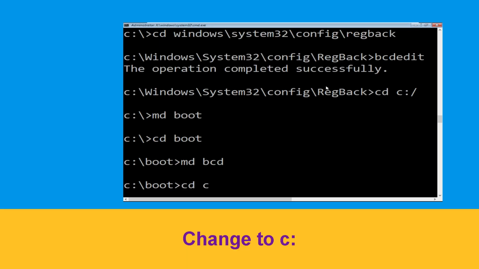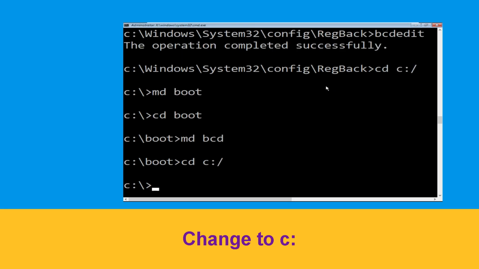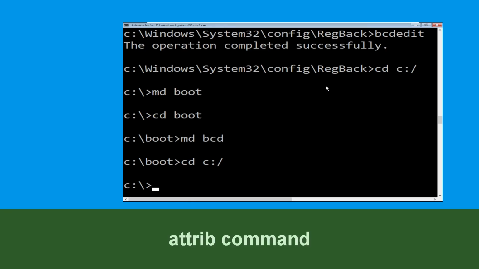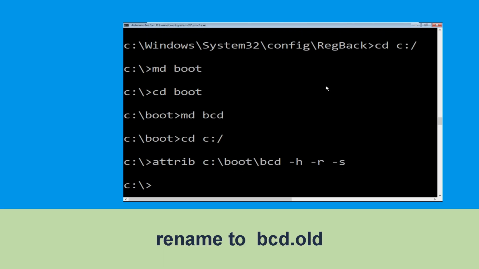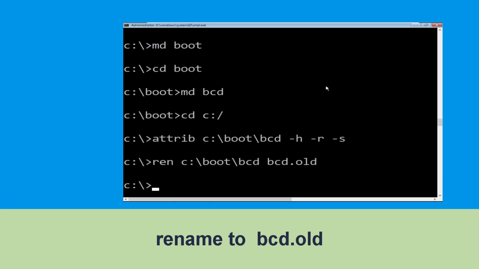Now execute this command. Type cd c:\ and hit enter. Now type attrib c:\boot\bcd -h -r -s and hit enter. Now execute this command. Type ren c:\boot\bcd bcd.old. Then simply hit enter to execute this command. And once done, let's move to the next command.